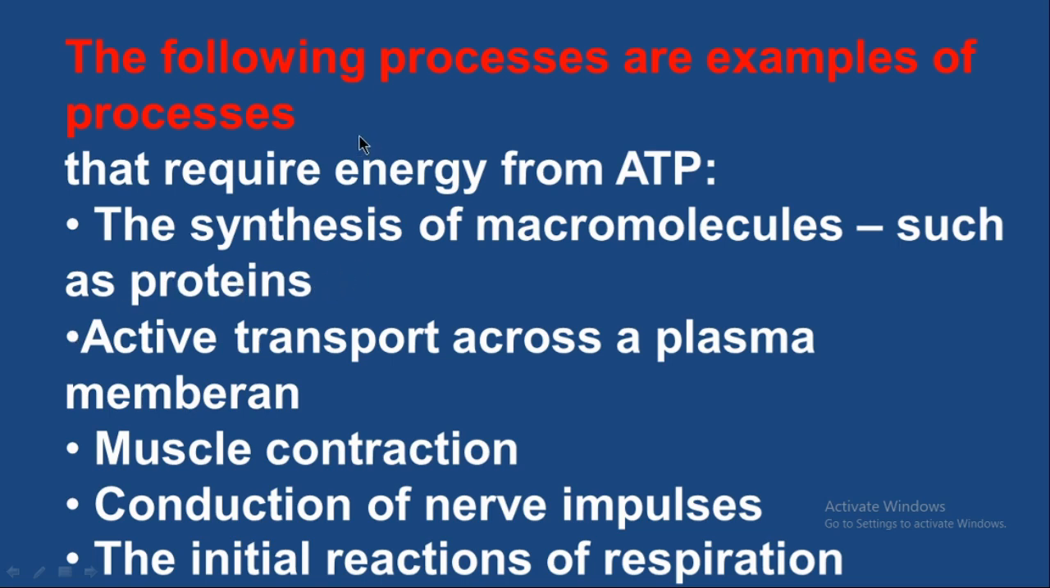Second, the energy obtained from ATP is used for active transport across the plasma membrane. If you remember from cell biology, active transport is a mechanism that pumps substances from low concentration to high concentration with the expenditure of some amount of energy. For example, the exchange of ions across a nerve cell or neural membrane requires an input of energy. That energy is obtained from ATP molecules.